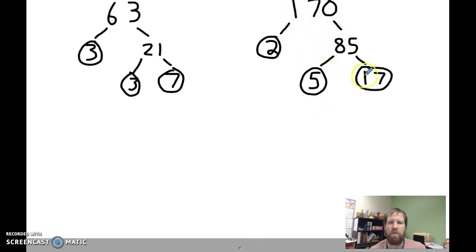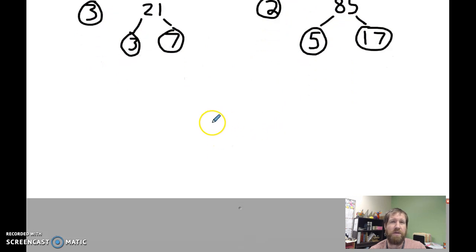Sometimes you'll have ones that are kind of this short. It's just 3 prime factors. Sometimes you'll get ones that are quite a bit longer.